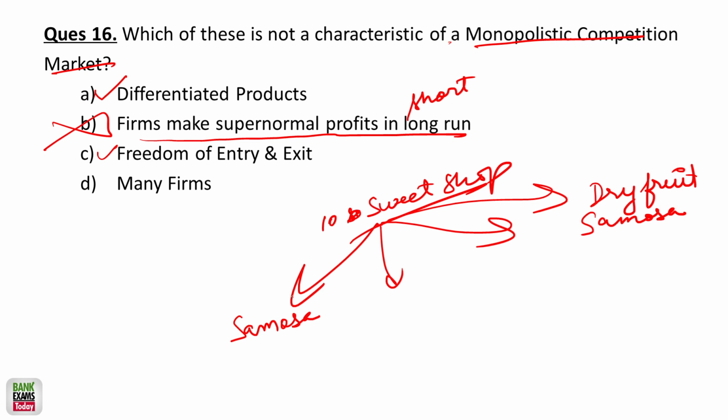But once these 9 players get to know that this guy is making a lot of money by selling this dry fruit samosa, they think, why not sell this dry fruit samosa? So everybody will start selling the same dry fruit samosa, and so in the long run, he won't be making a supernormal profit. Okay. Because the other players are going to follow. So in monopolistic competition, firms cannot make supernormal profit in the long run. That can be done in the short run only.